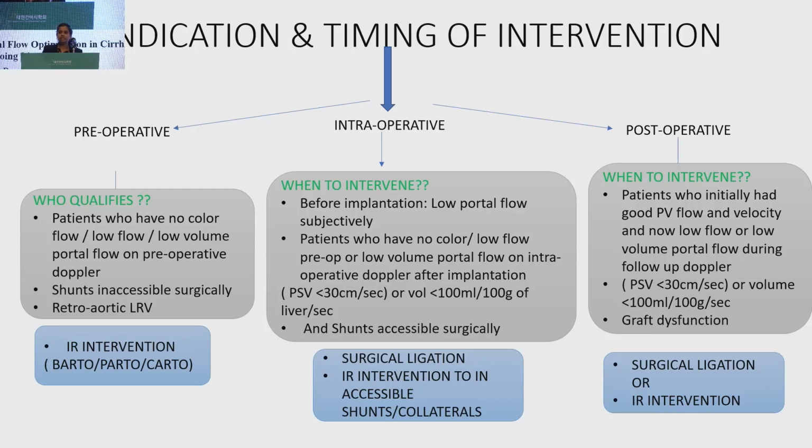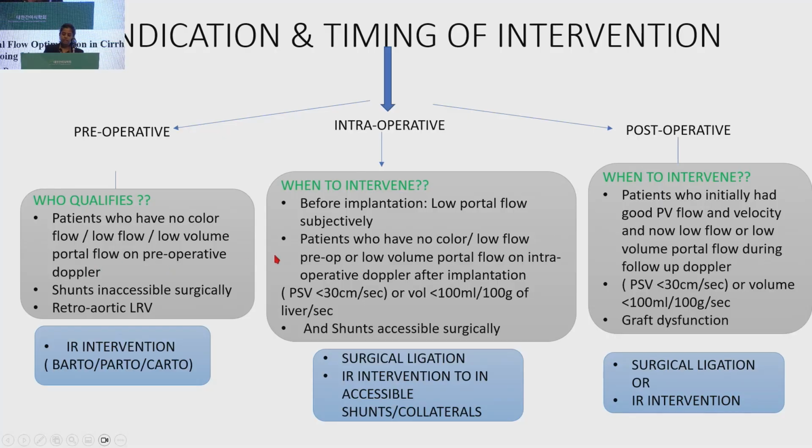Who requires this intervention and when? In the preoperative period, if patients have an abnormal Doppler and the shunts are inaccessible surgically, and if they have large shunts draining into the left renal vein, which is coursing posterior to the aorta, these are the patients who would require preoperative IR intervention.